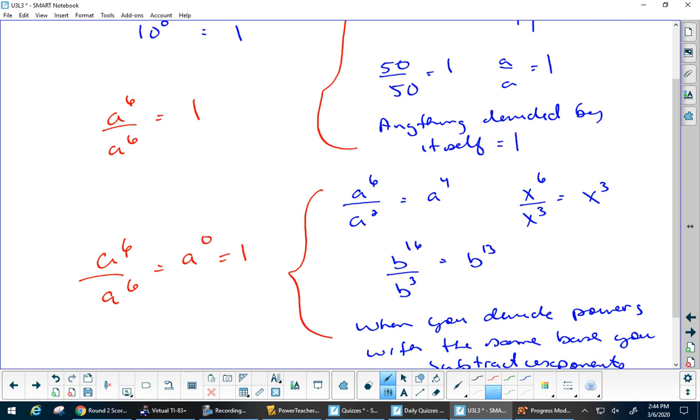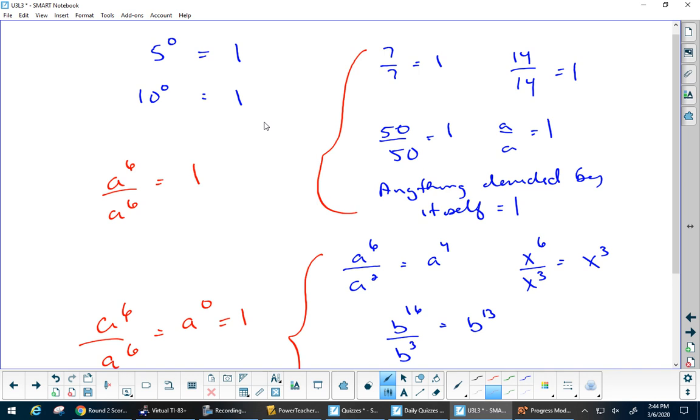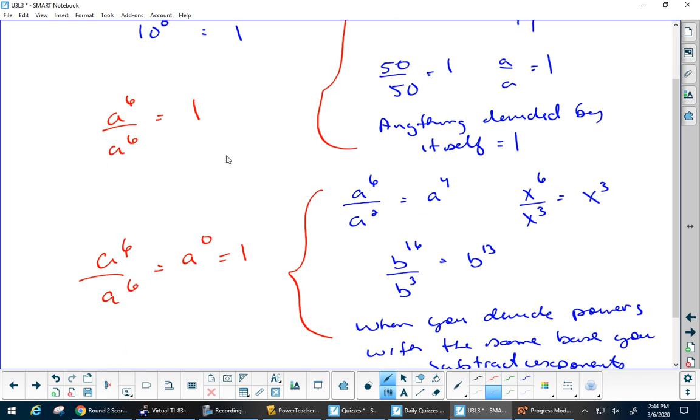And I did not keep saying, this is just a rule. You should just know this. Anything to the 0 power. But students want to know why. And I go, okay, well, this is why. Because anything divided by itself equals 1. And when you divide, you subtract exponents. So both of these are true. Therefore, these must be true. That's a proof.